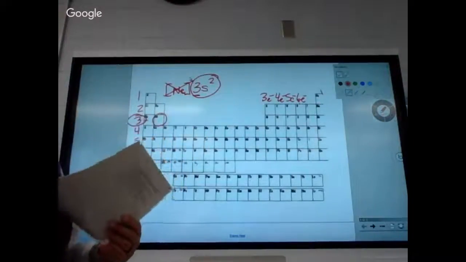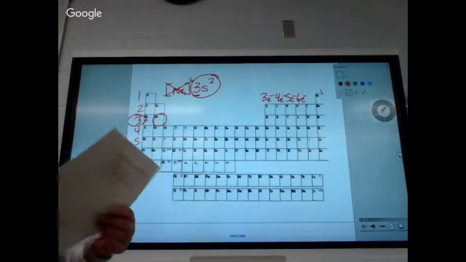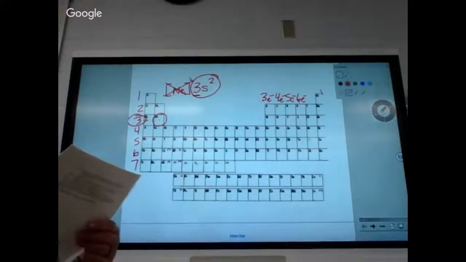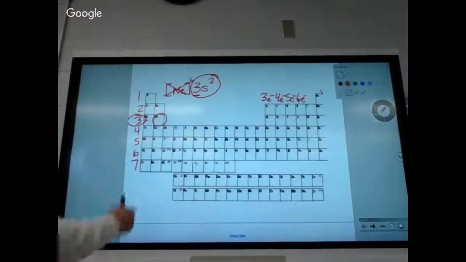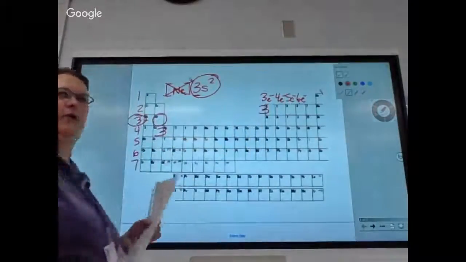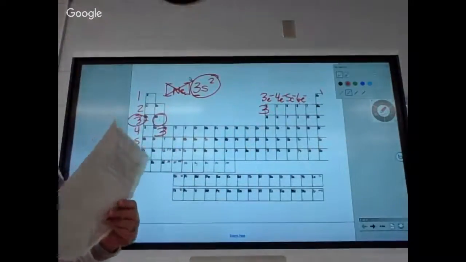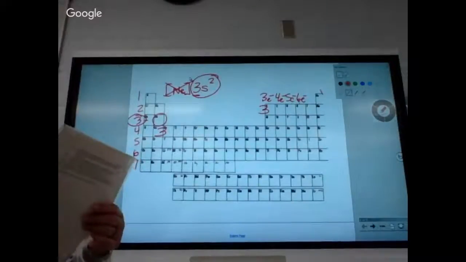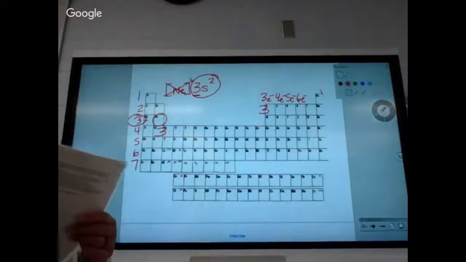Anything in brackets is automatically inner shell. All right, we did 18 already, or H already. The third energy level. That's a 3. That's a 3, and that's a 3. How many electrons did it have? 18. All right. I, the orbital notation of sulfur, contains how many unpaired p electrons?